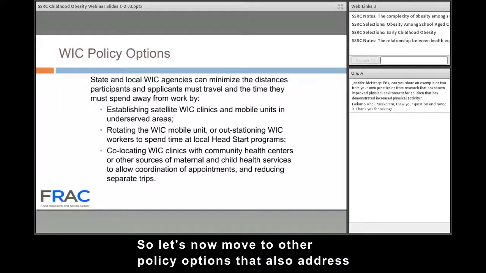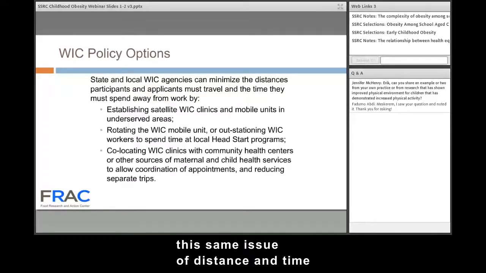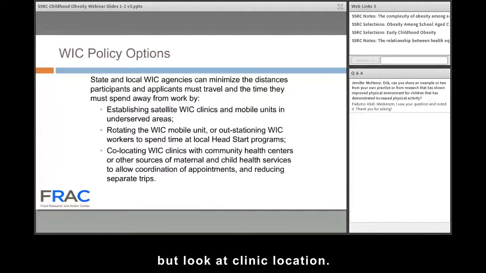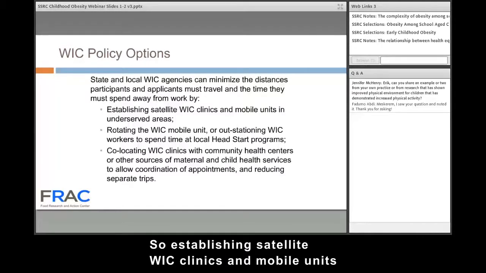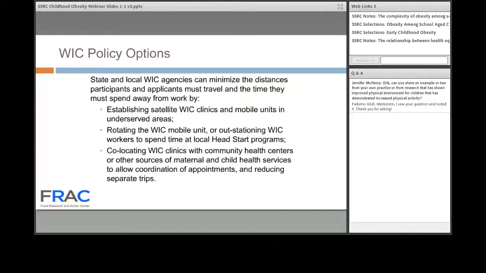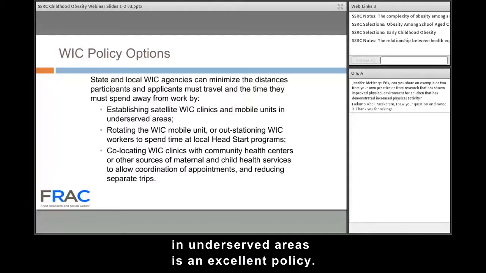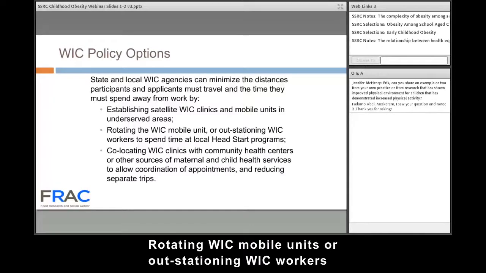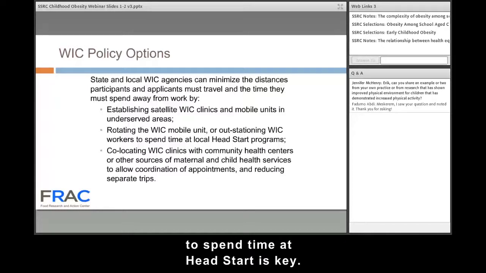So let's now move to other policy options that also address this same issue of distance and time, but look at clinic location. Establishing satellite WIC clinics and mobile units in underserved areas is an excellent policy. Rotating WIC mobile units or outstationing WIC workers to spend time at Head Start is key.